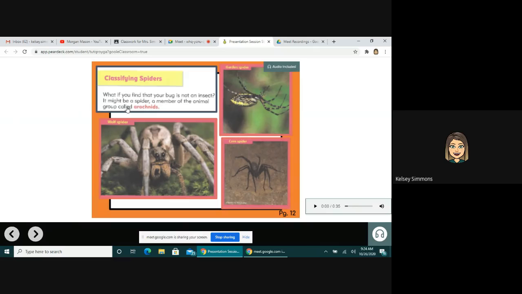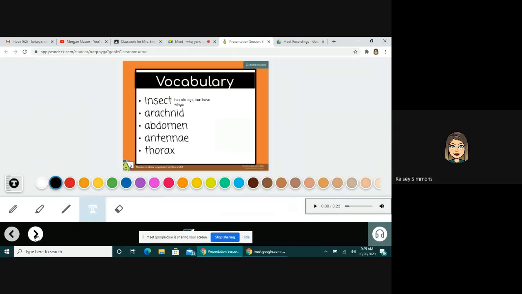So an arachnid, I remember that's one of the bold words on our classifying spiders. So down here it says it might be a spider or a member of the animal group called arachnids. So an arachnid is a spider. So if we're classifying, spiders are arachnids. So I can type, an arachnid is an animal group for spiders.